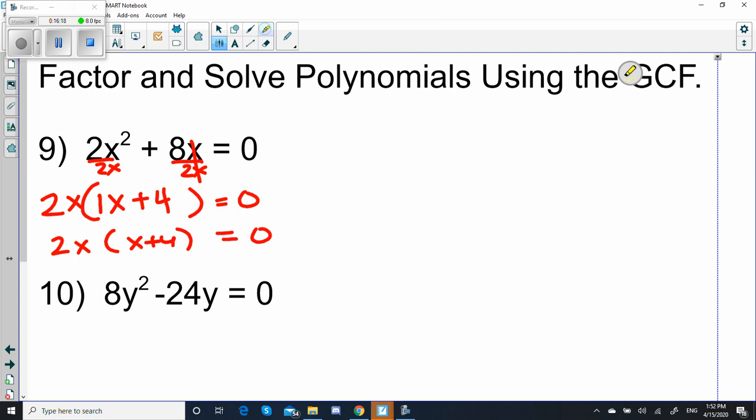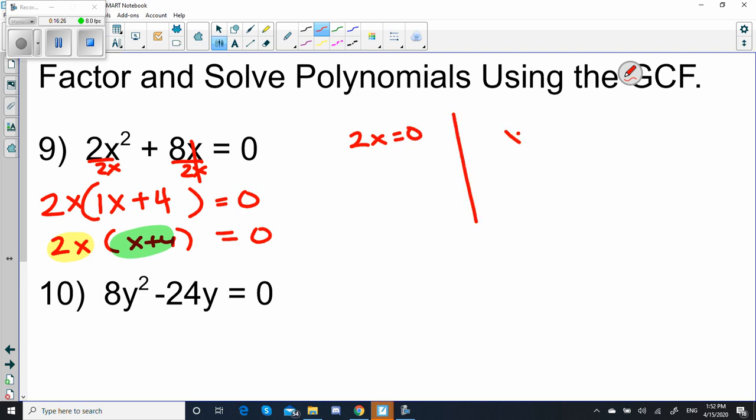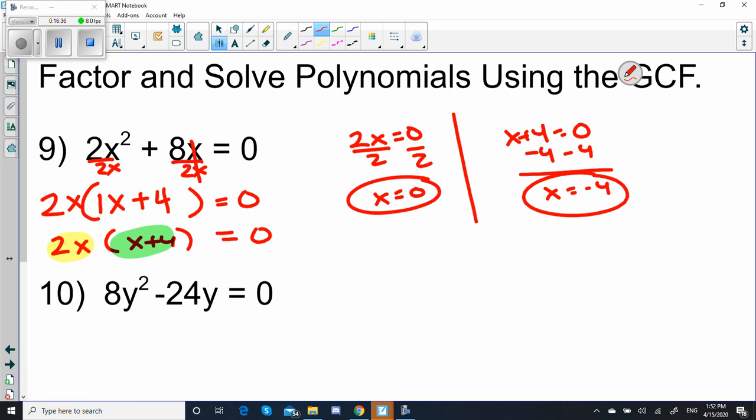So now I can go back to what I was doing before, setting both of these equal to 0 and using my solving skills. So 2x equals 0 and x plus 4 equals 0. So if I divide by 2, my first solution is 0. And if I subtract 4, my second solution is negative 4. So my 2 solutions or roots or x-intercepts or zeros, this is negative 4 and 0.